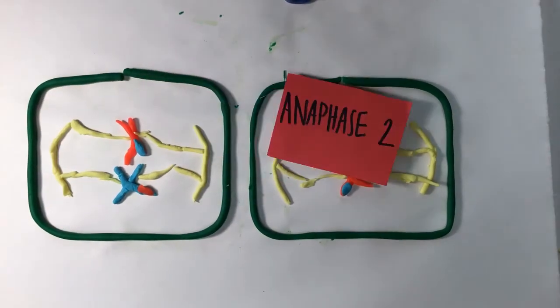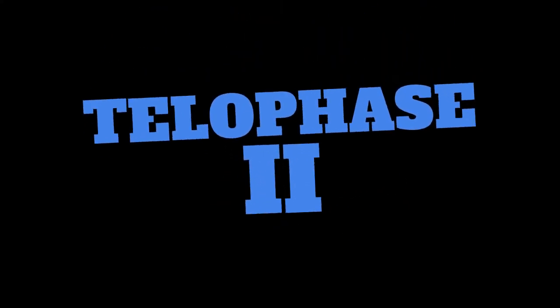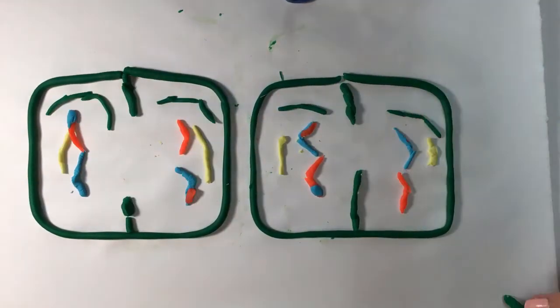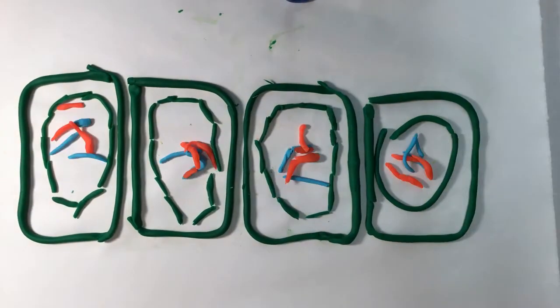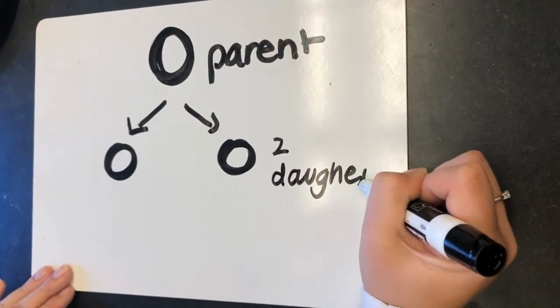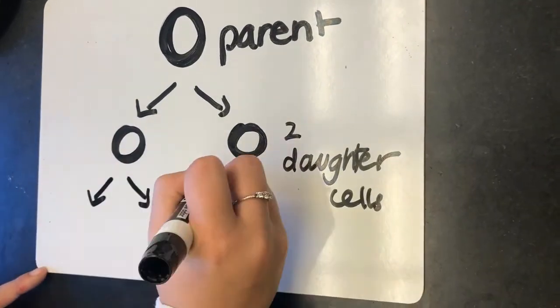During anaphase 2, these sister chromatids get pulled apart to opposite poles of the cell. Finally, in telophase 2, a cell plate forms and the cells are pulled apart. Cytokinesis occurs and the cytoplasm of each cell is split. 4 daughter cells are formed in total.